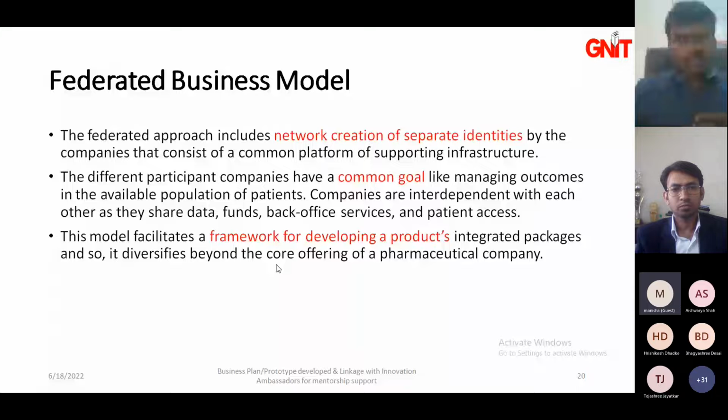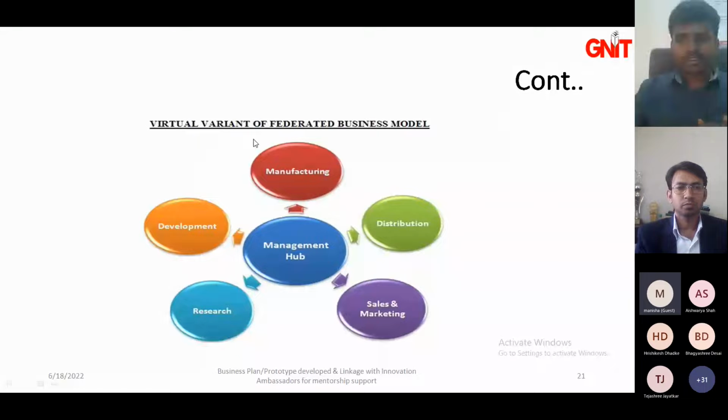So they have a common goal and framework for developing products, which I have explained, and this has a virtual variant and a venture variant. Virtual variant means I'm not having anything. I just contact a research person who is doing the research, and a manufacturing person, a distributing person, a marketing person. I'm the central person to manage, but all these persons are there. Virtual means there is no place, nothing. I can show you in the next slides the beauty of this business. Here I'm just enjoying, taking the marketing person and the distribution person.